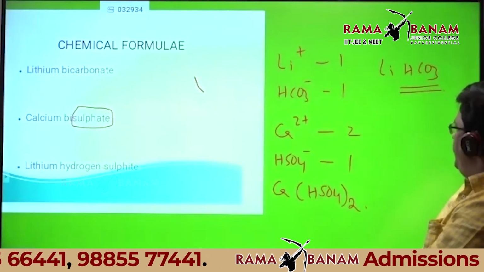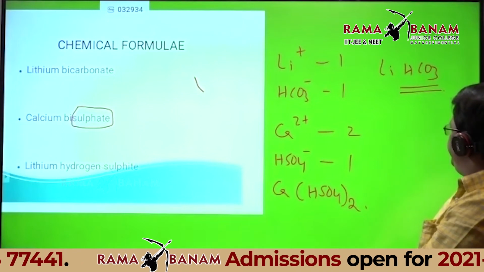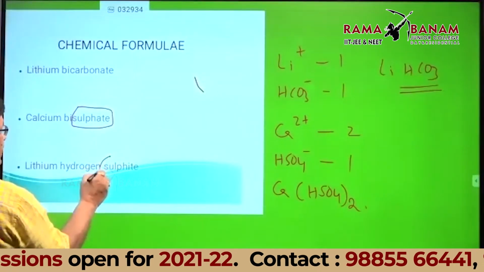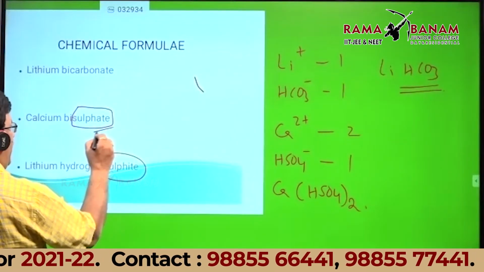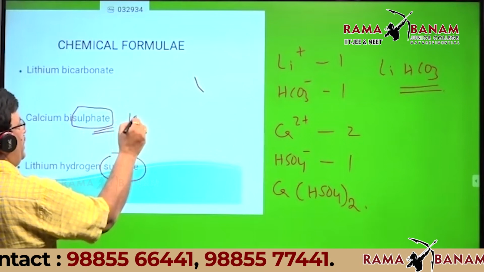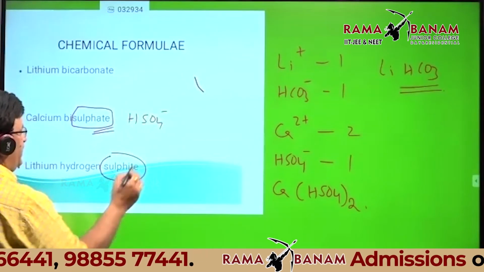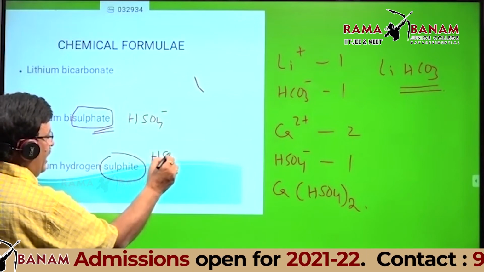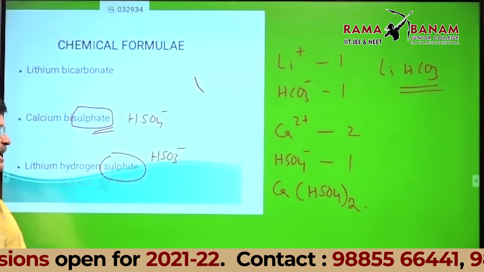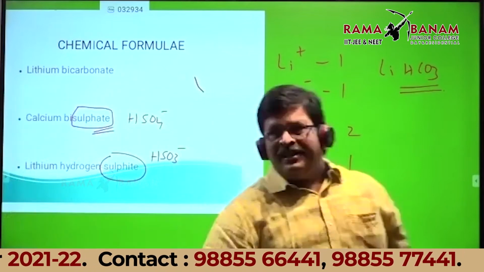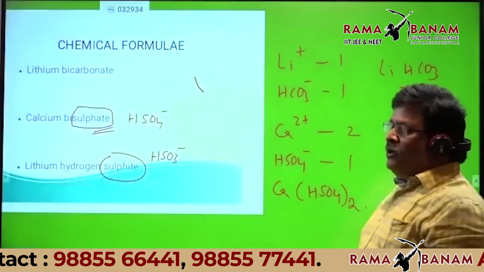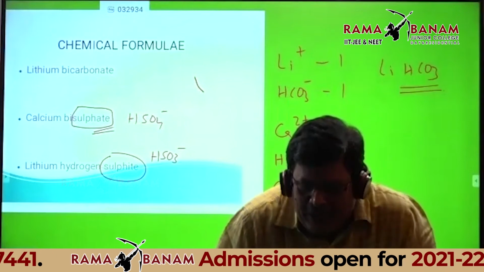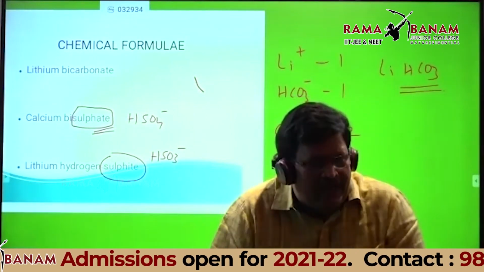Then, can anyone tell lithium hydrogen sulfide? LiHSO3. See the difference between the previous one and this one. Bisulfate is HSO4 minus. Here I called hydrogen sulfide. Hydrogen sulfide is HSO3, so you should take care. That is the only problem in IIT NEET like examinations. You should read the question clearly.